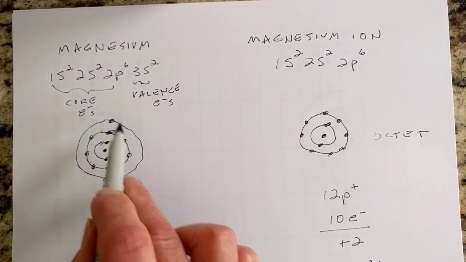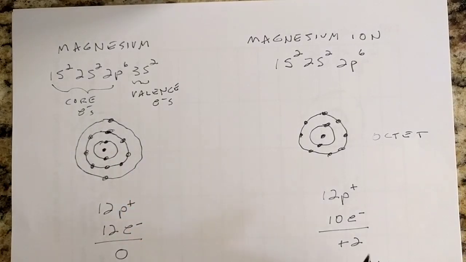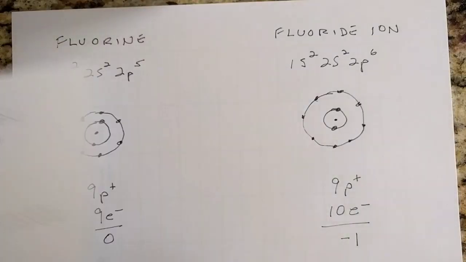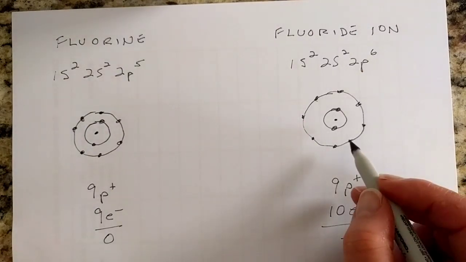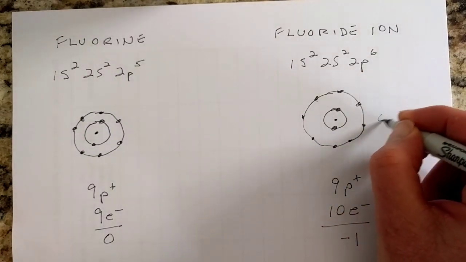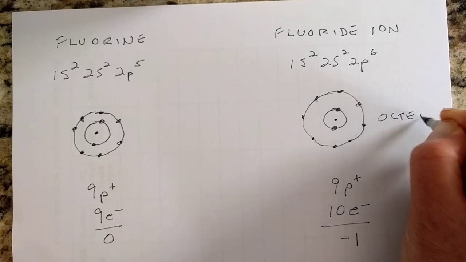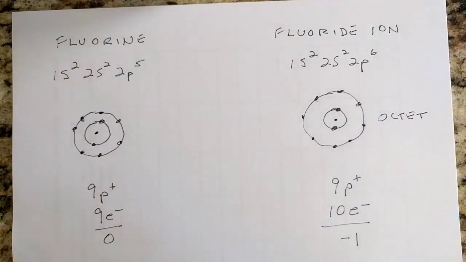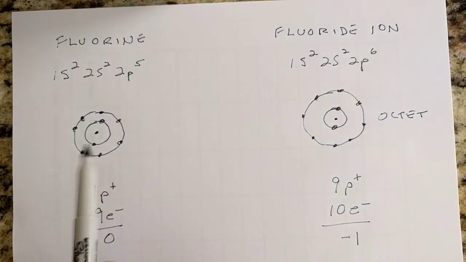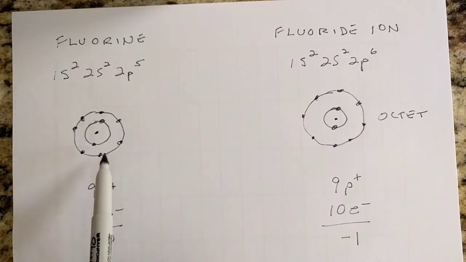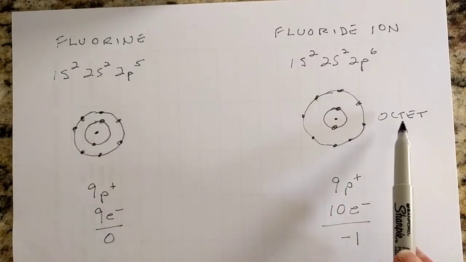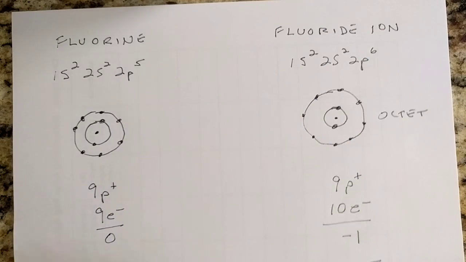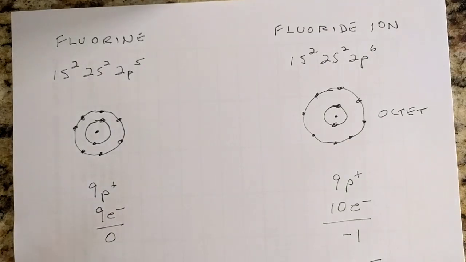Here we do not have the octet because we have these 2 valence electrons. With fluorine, with our ion, the fluoride ion, we have the octet. That's 8 electrons in the outermost occupied energy level. With fluorine, we do not have the octet because we only have 7 electrons. Octet is 8 electrons in the outermost energy level.